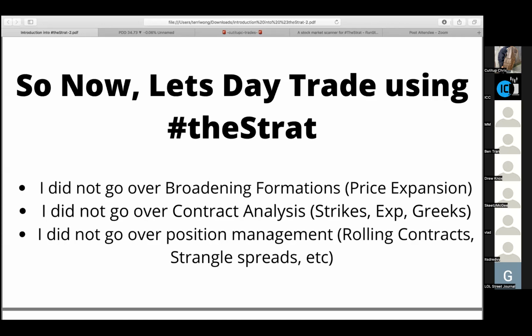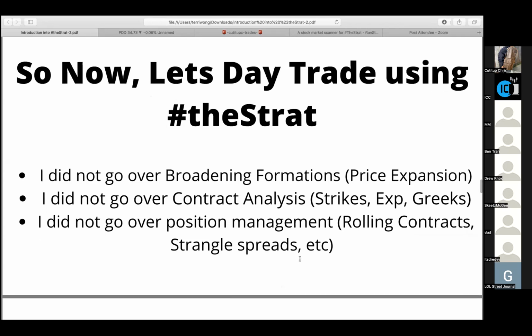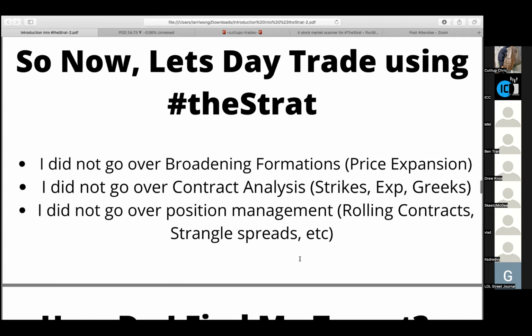And I did not go over position management, which means rolling your contracts if you're in options, which just means extending your expiration date, and strangle spreads. Sometimes I use those on my entries just in case I get a trigger, but it fails, like a failed 2-up. If you're running a strangle spread, your puts, your shorts will cover you basically if you enter and something rejects and fails on you. So I didn't go over any of this. These all also play a role in the strat though.